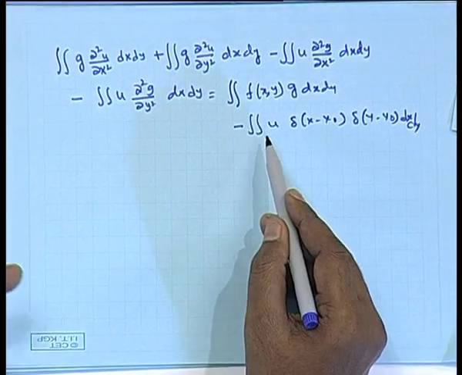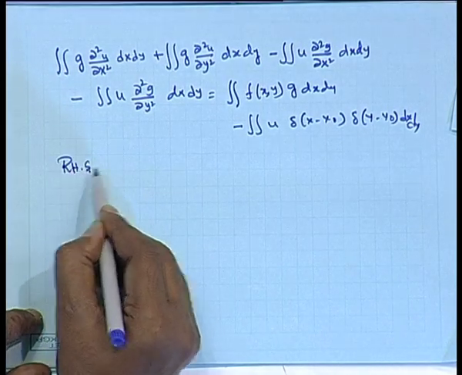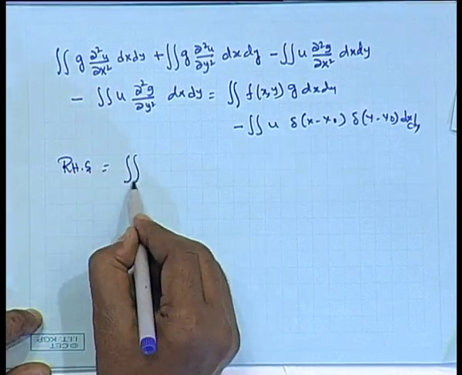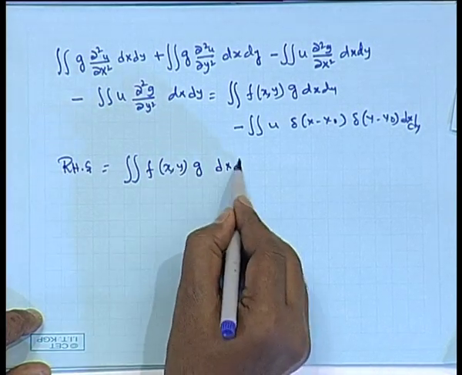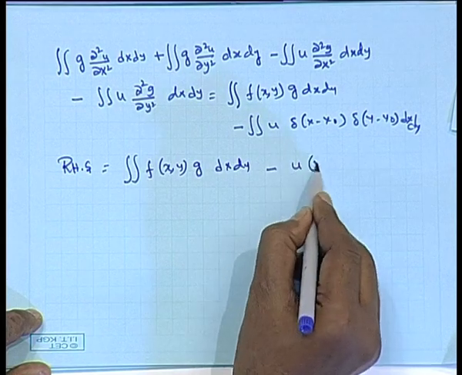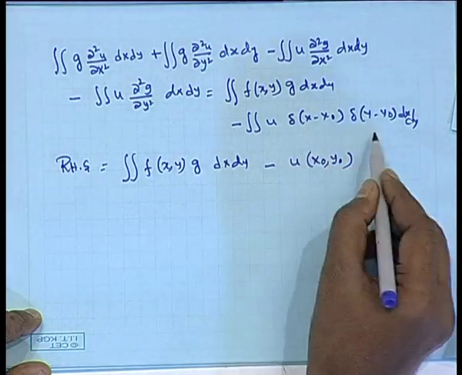One integration over x, another integration over y. So, let us look into the right hand side. The right hand side will be nothing but double integral of f(x,y) g dx dy minus u of x naught and y naught. This will be simply u of x naught and y naught.